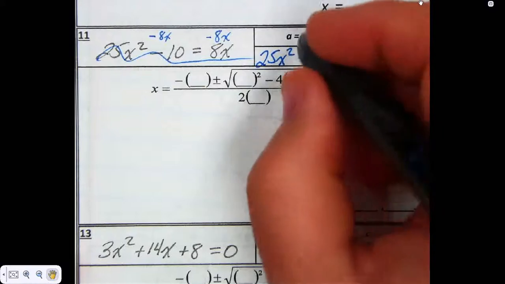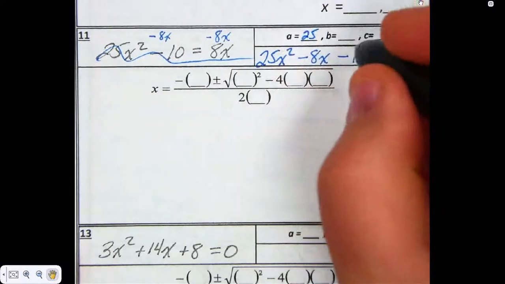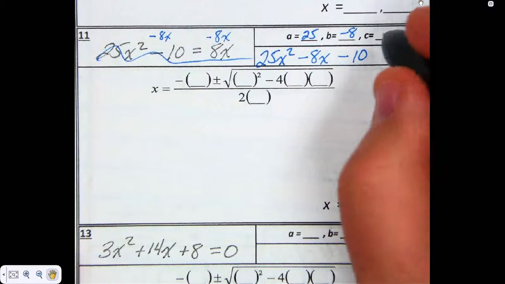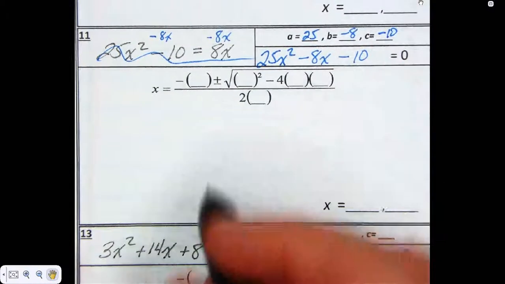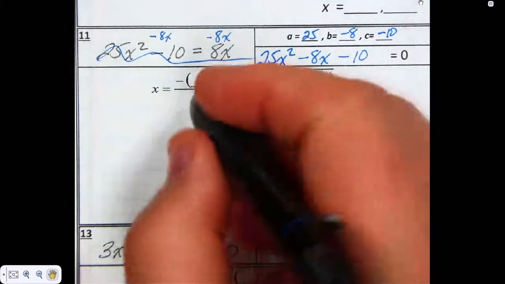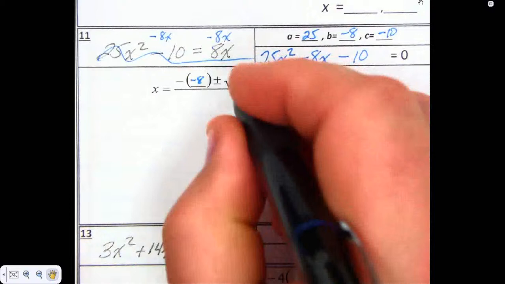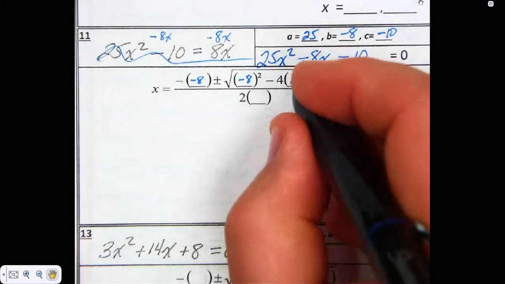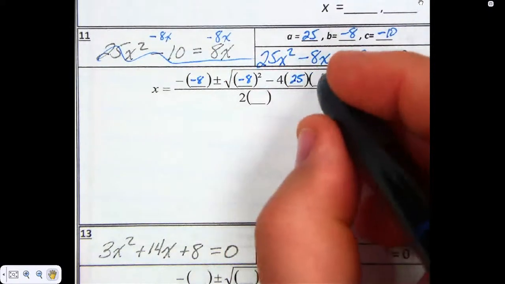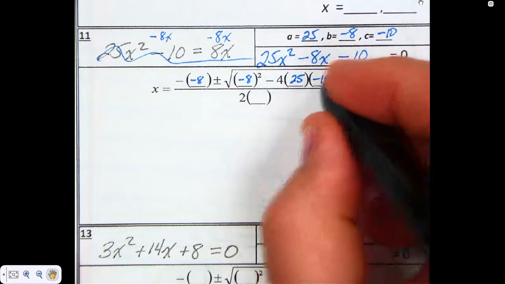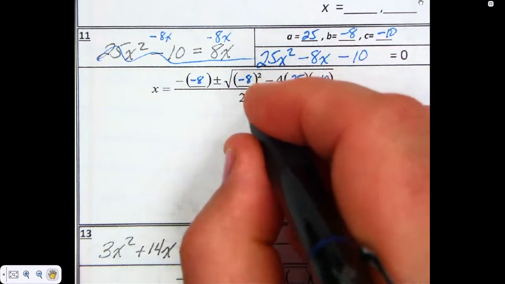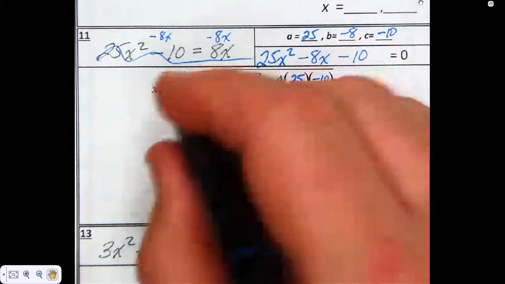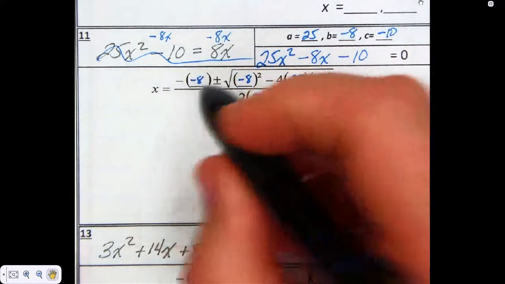My A is what? My B is what? Negative 8. My C is what? B goes here. What do I put here? A goes here. What's A? C goes here. What's C? A goes here. What's A? What's this become?